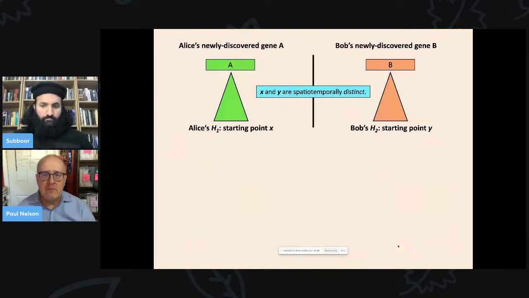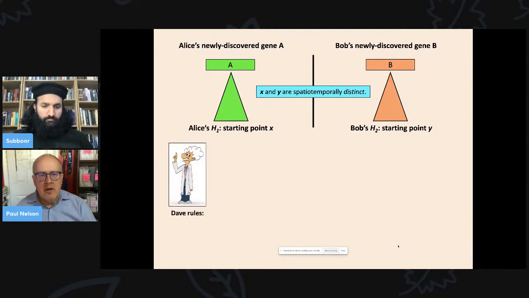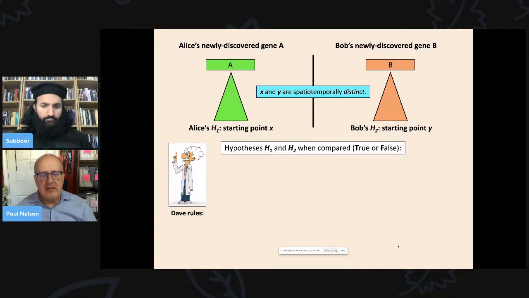Okay, now, pay close attention to this slide. In one sense, it's probably the most important slide in the presentation. Dave says, all right, let's compare the two, or let's ask which of them can be true with respect to the other. Can they both be true at the same time?